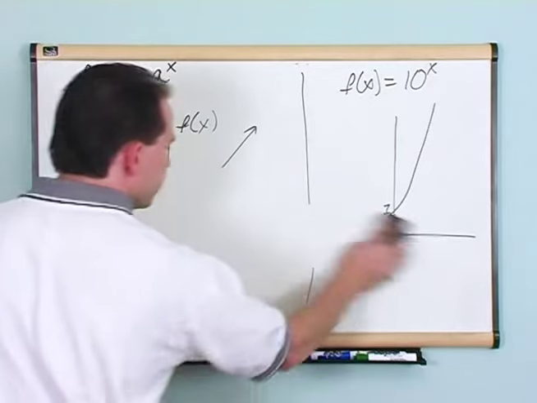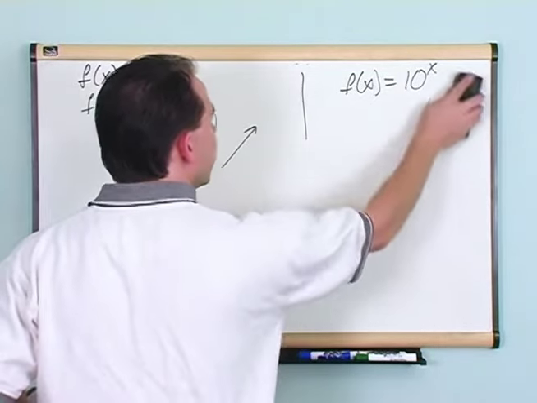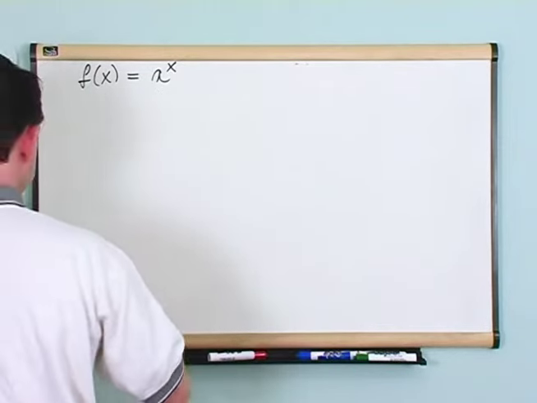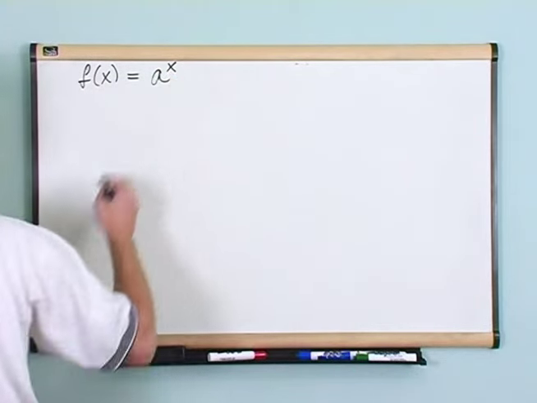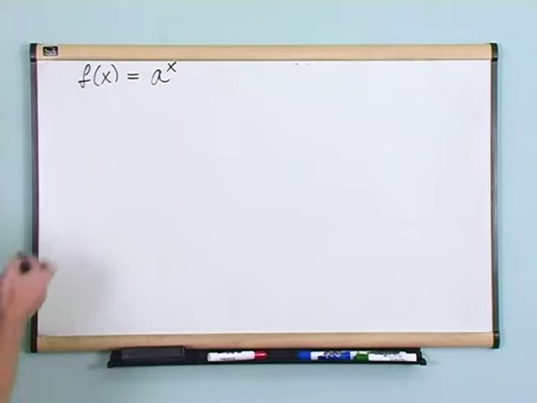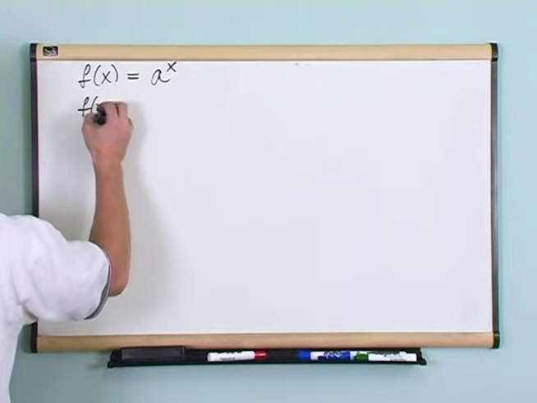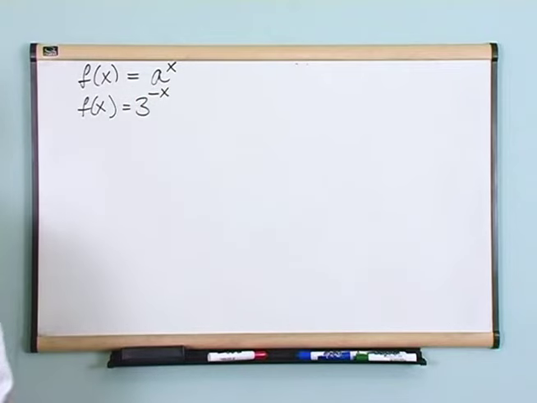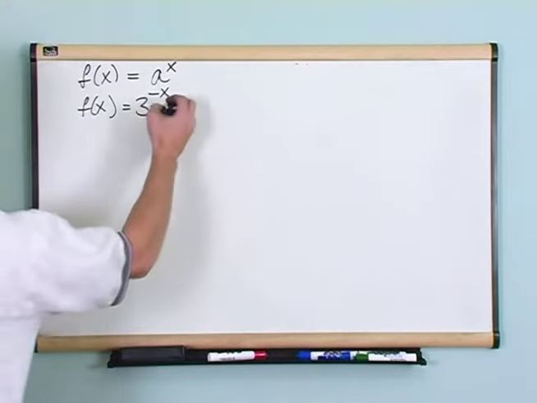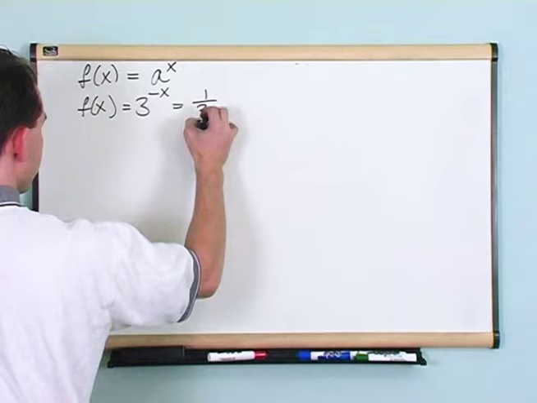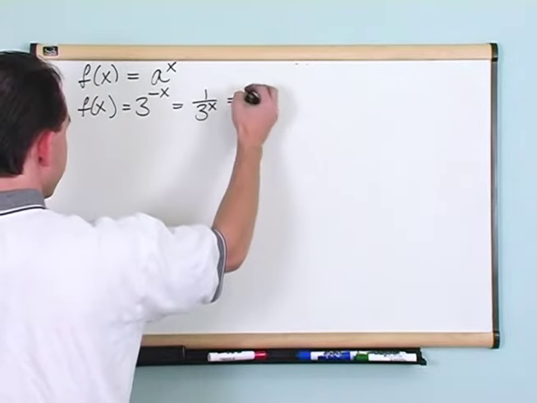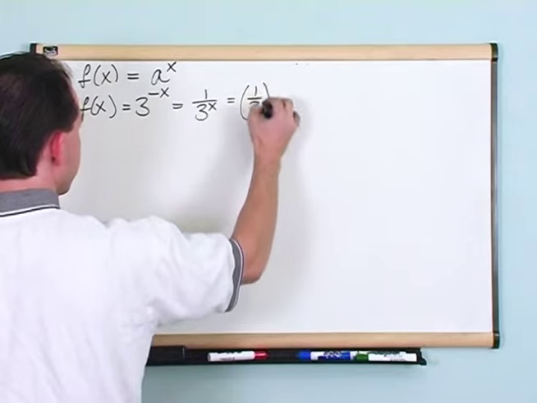Okay, let's move on and look at something similar. What if you had f of x equals 3 to the negative x? Which another way of writing that is 1 over 3 to the x. Or another way to write that is just 1/3 to the x.